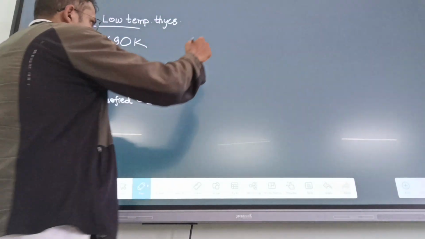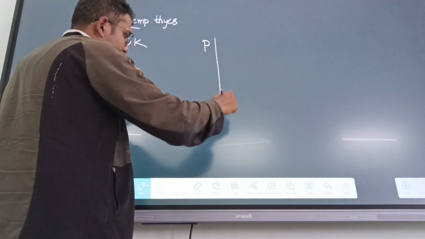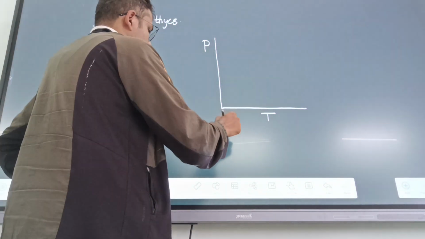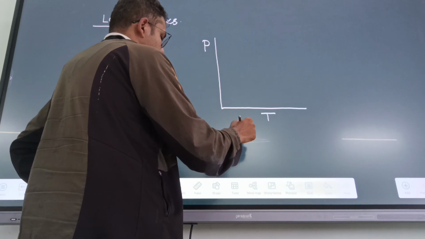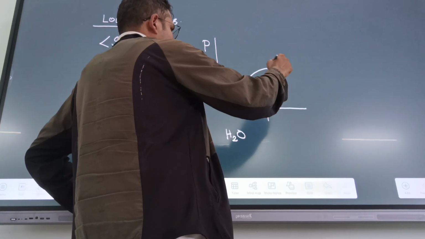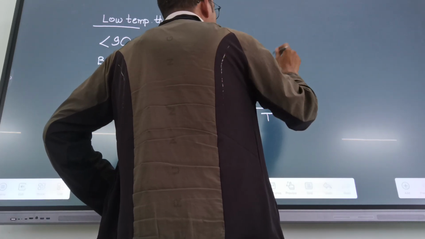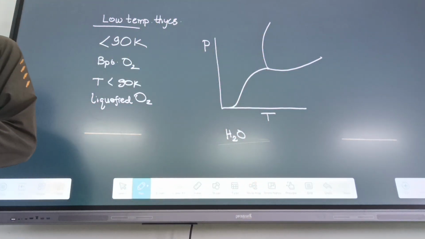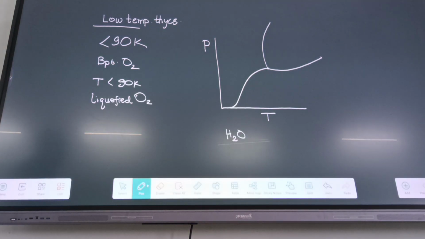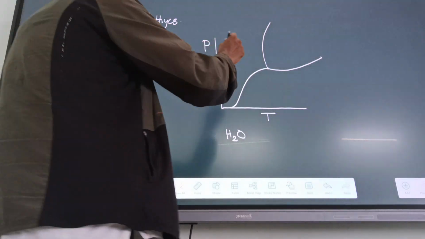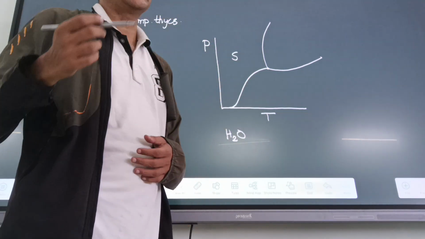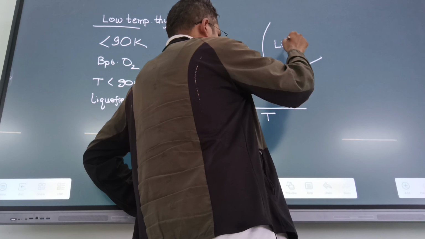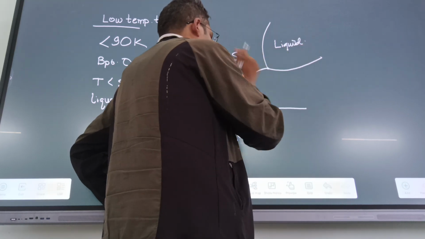So, if you plot pressure versus temperature for water, H2O, then you get a plot like this. Have you seen this sort of plot? ये क्या है? ये pressure temperature isotherm है, and you have solid here. That means ice. We have liquid here. That means water. And we have this.